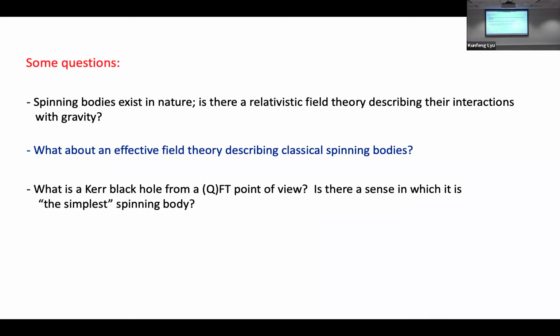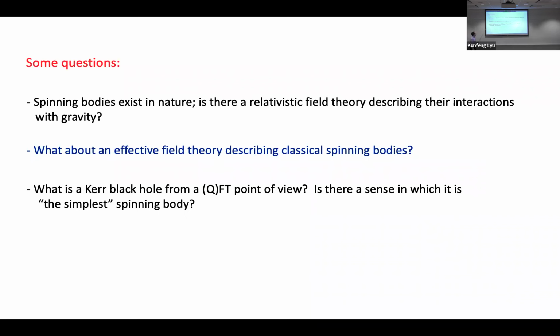We're going to downgrade that a little bit and ask about spinning bodies, but we want to describe them as an effective field theory, and we're not going to ask entirely about quantum physics. We're going to ask only about classical physics. And the reason we can do this is that the no-go theorems have not really been studied in the classical regime. So we're going to see if there is a way to go around those theorems in the classical regime.